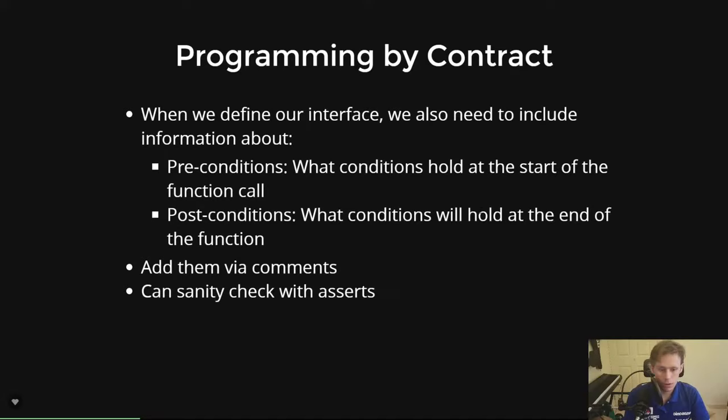I mean, this is a very broad topic that I could give a bunch of different examples of, and we'll keep writing these into our code. But generally speaking, when you're defining your interfaces, you should always be asking yourself: what things do you expect to be true at the start, and what things are true at the end?